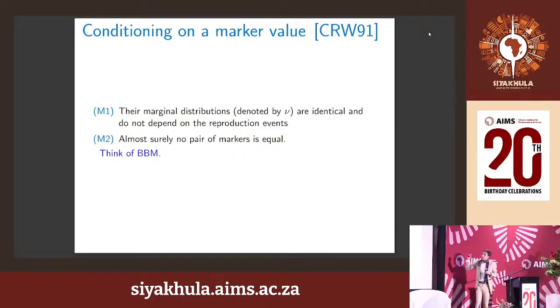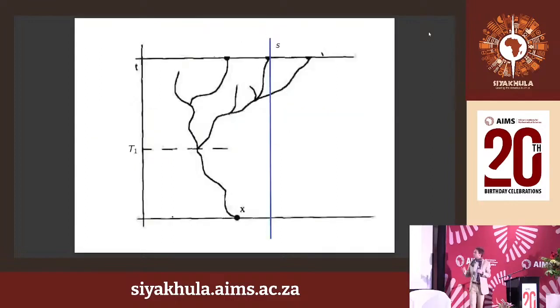The second one is almost surely no pair of markers is equal. What do I mean with this? Think of the fish in the ocean. Even if a fish gives birth to another one, those two fish swim independently through the ocean. But there will never be two fish at the same point in the ocean, right? Two fish cannot intersect. Maybe when you look from above, but in a three-dimensional world, two fish don't intersect. No two fish at the same point in the ocean.